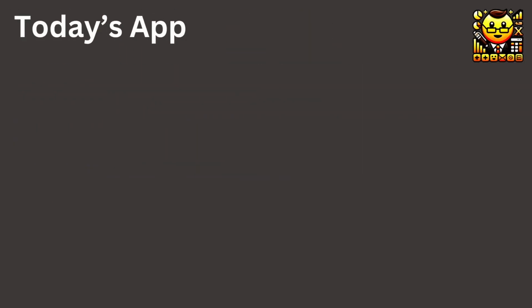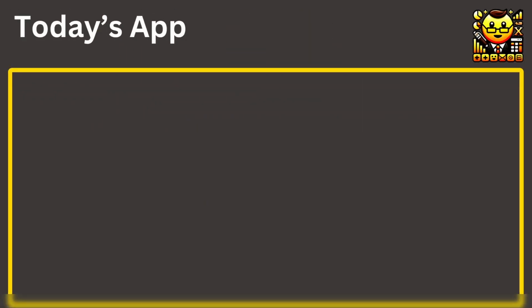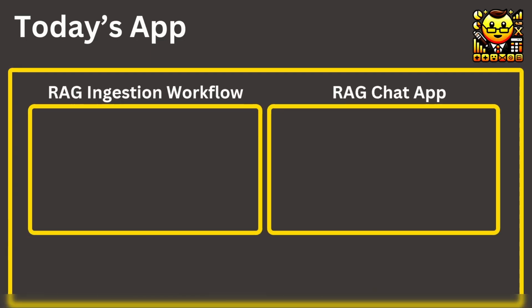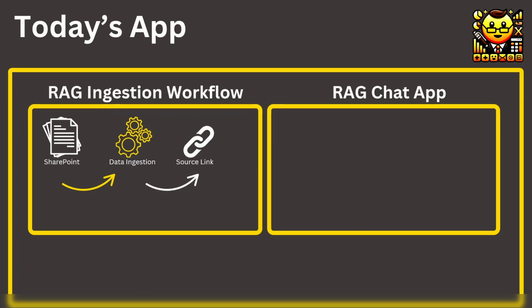Let's now talk about the app that I want to build today. The app will have two components. There's the RAG ingestion workflow, and then there's the RAG chat app that will use the information to provide it to users. The ingestion workflow will access documents stored on SharePoint, ingest them, so create the vectors, create also links to the SharePoint page, and then save them into a vector store.